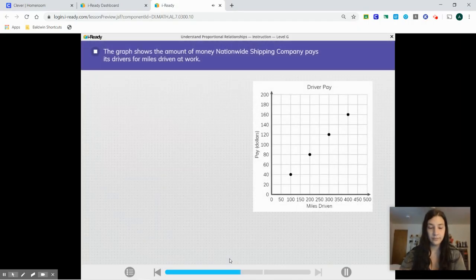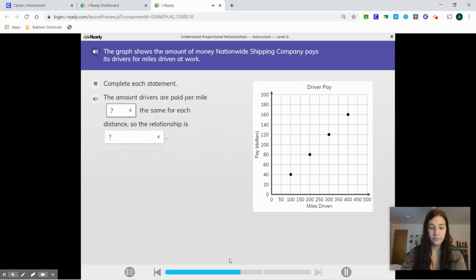The graph shows the amount of money Nationwide Shipping Company pays its drivers for miles driven at work. Complete each statement. So it says the amount drivers are paid per mile, blank the same for each distance. Well, let's see. If we have $40 per 100 miles and we pull up our calculator, we can actually do mental math. 40 over 100 will reduce to 4/10.